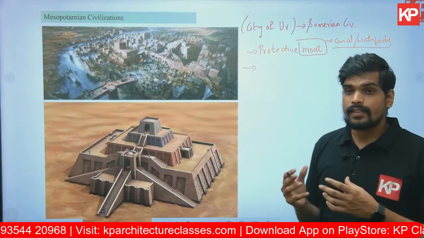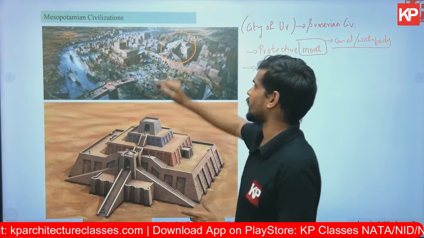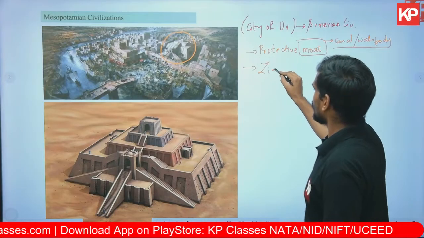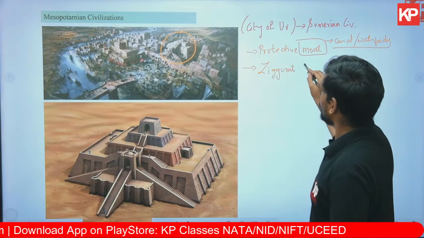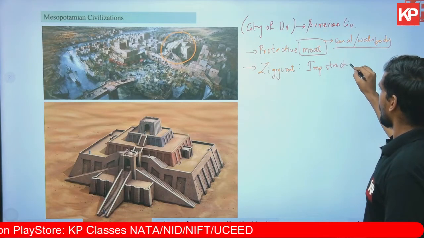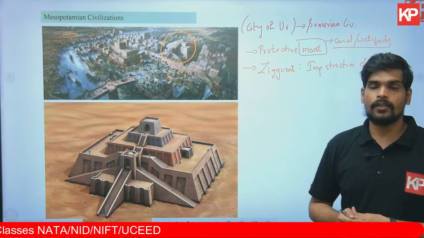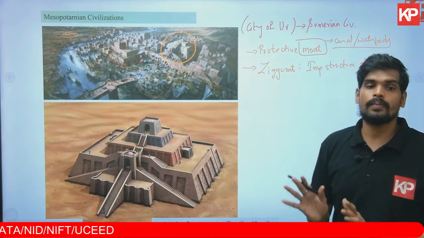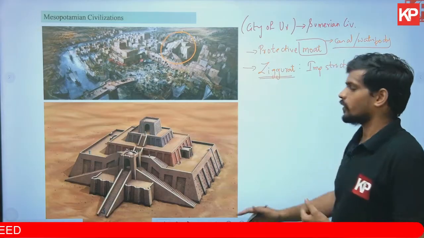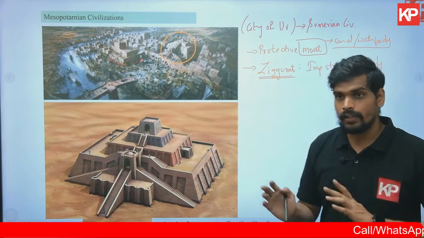Point number two, the most important structure of the city of Ur. You can see which building is standing out. Obviously this one. The most important structure of the city of Ur was the ziggurat. Ziggurat was the most important structure of the city. So if ziggurat is so important in the ancient city of Ur of Sumerian civilization, which belongs to Mesopotamia, you have to know the details of its architecture. So let us get to know the details of the ziggurat.